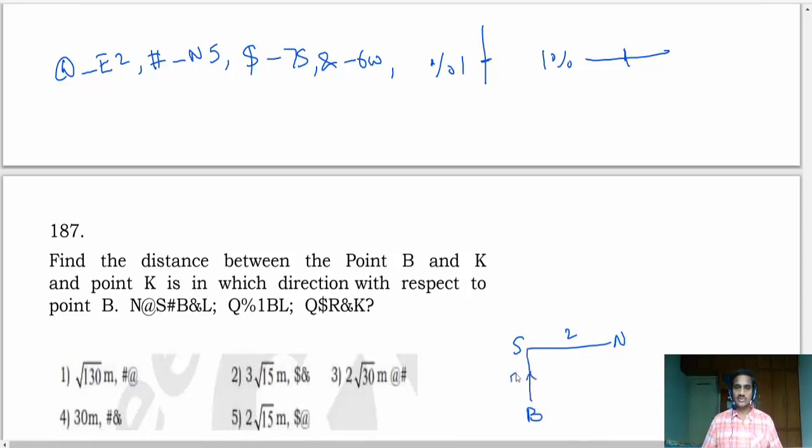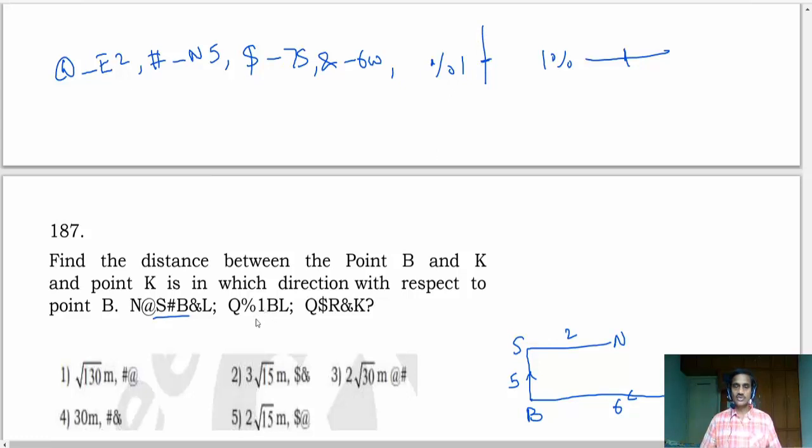What is the distance we have between these two? 5 meters. And S is 5 meters to the north of B. And L: end ante 6 meters. B is 6 meters to the north of west of L. Here L is there, and this is 6 meters. Now this is the first statement. Now percentage 1, what should come?